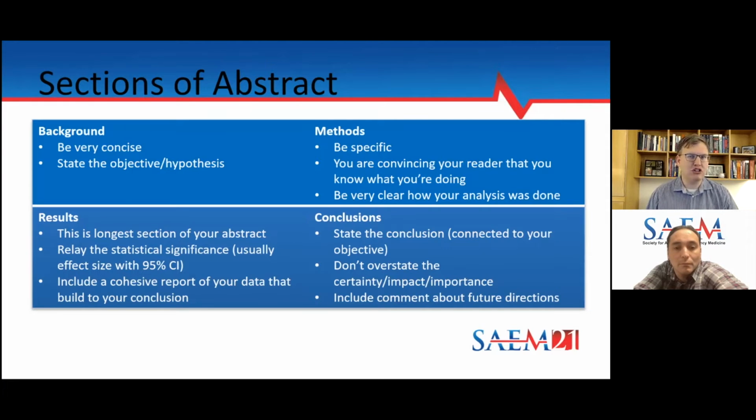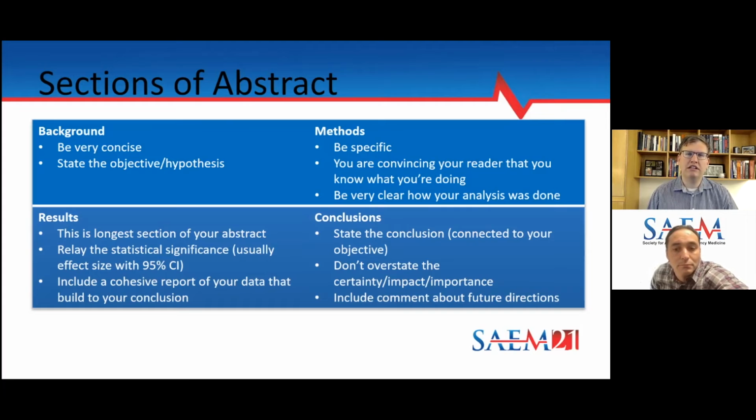The third section of your abstract is your results. Typically, that's the longest section of your abstract. This is the meat and potatoes. This is what people come to SAEM to see and what they'll be reading your abstract for. You want to relay clearly your tests of statistical significance. And usually you'll do that by reporting an effect size, like an odds ratio or a relative risk, or a difference in groups, along with 95% confidence intervals by convention.